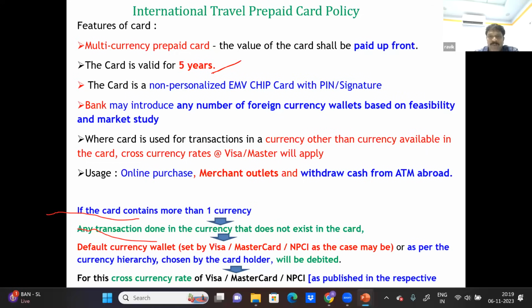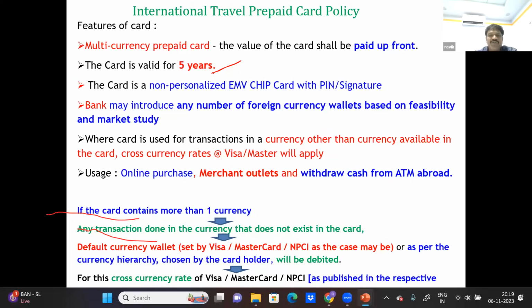The card is a non-personalized EMV chip card. Here there is no question of a personalized card. Only non-personalized will be given. The bank may introduce any foreign currency wallets based on feasibility and market study. Based on the demand, the bank said we will issue cards in different foreign currencies.